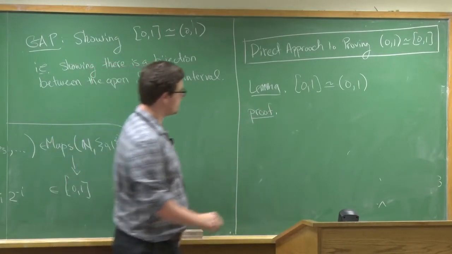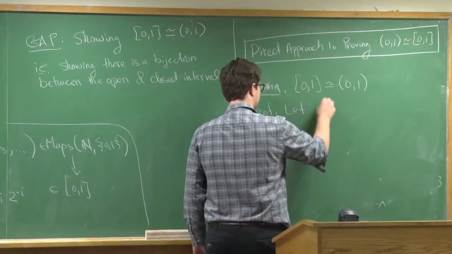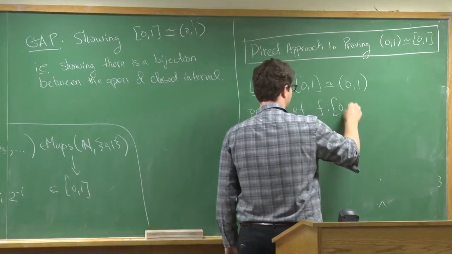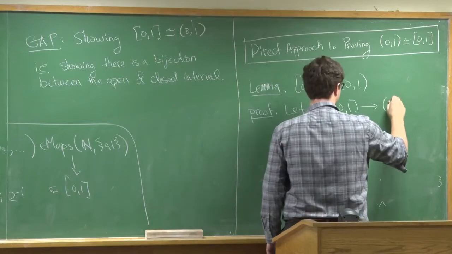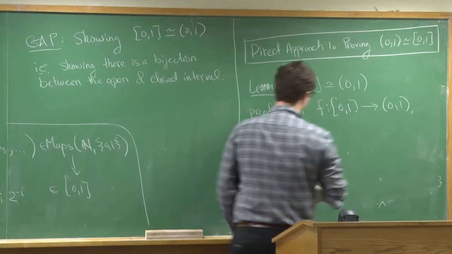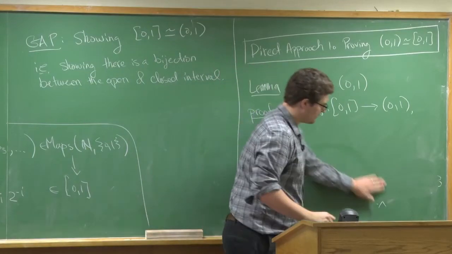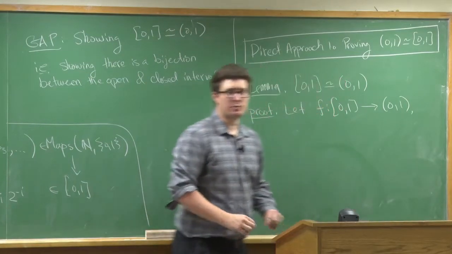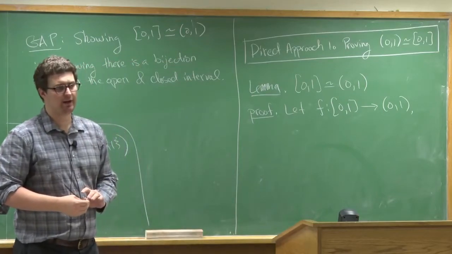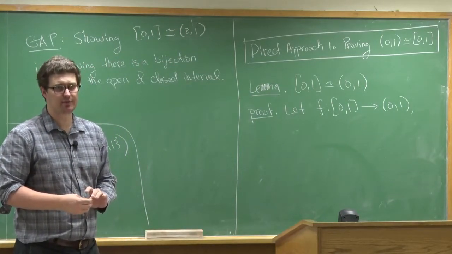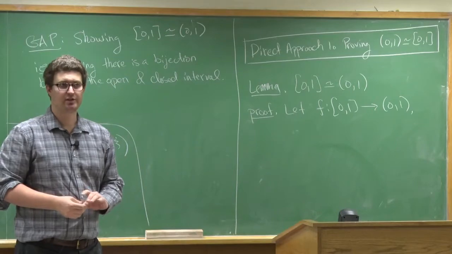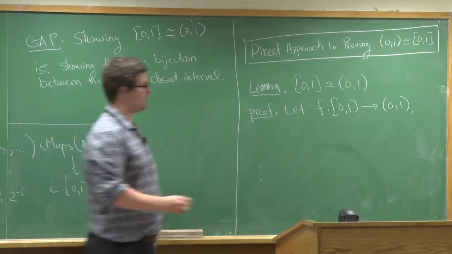Okay, so what we're going to do is let f be a map from the closed interval to the open interval, and we're going to define it in the following way. So I'm going to write down the function first. This function will look weird, but it comes from a picture, and I'll show you the picture.